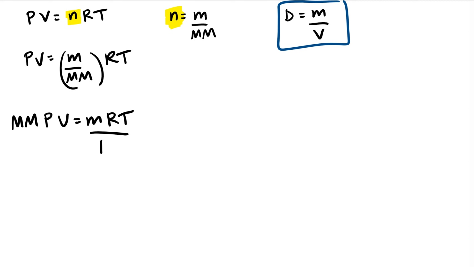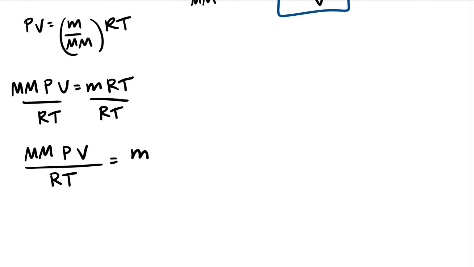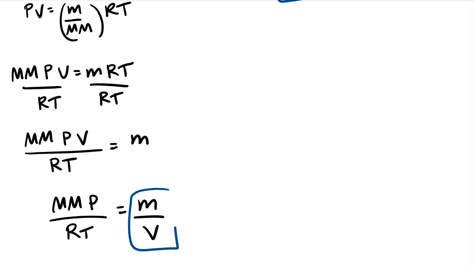So I'm going to divide both sides by RT. And so I have molar mass times pressure times volume over RT is equal to mass. And one last thing to make this look like the density equation, I need to divide both sides by volume. And when I do that, we get molar mass times pressure over RT is equal to mass over volume. Voila! Here is our density equation. M over V, mass divided by volume, is density.